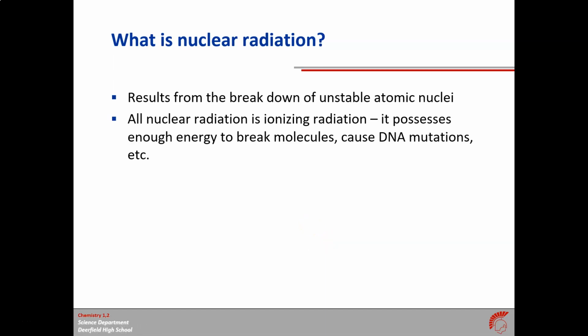So all nuclear radiation is what we consider ionizing radiation. Think about what's in that word, ionizing. Ionizing radiation creates ions. It causes ion formation because it has a lot of energy. It can cause molecules to break apart, like DNA, can cause mutations, can cause electrons to leave the electron cloud, which is how you get an ion. All sorts of damage can happen with nuclear radiation because there's enough energy to cause changes in molecular structures.